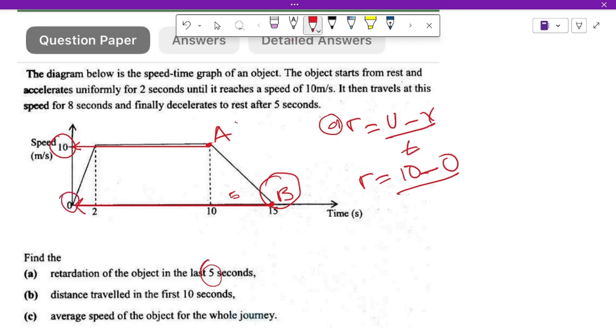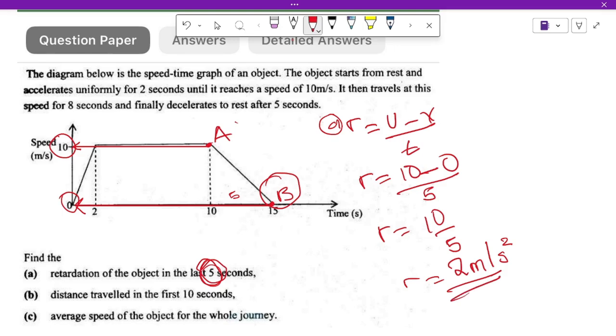Time is indicated in the question, last 5 seconds, so time is going to be 5. Retardation is going to be 10 minus 0, which is 10, over 5. So retardation will be 10 divided by 5, that is 2 meters per second squared. That is the retardation of the object in the last 5 seconds. And we are done.